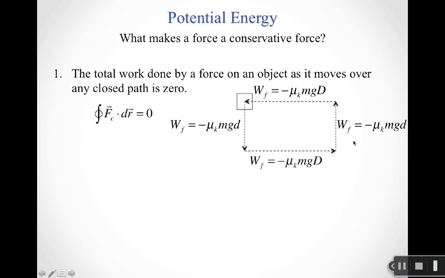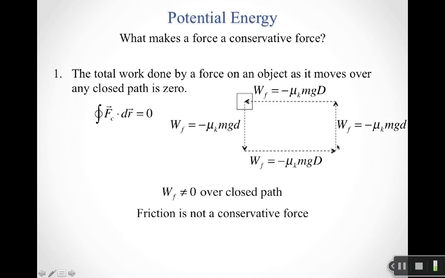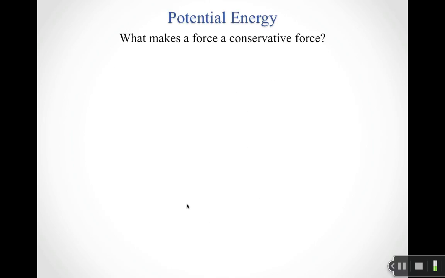So here I've got minus mu sub k mg little d. Here is minus mu sub k mg little d, because I'm moving that same little d. This distance is just big D, but in all these, the work done by friction is negative. So clearly, when you add up the work done by friction over that same closed path, you see that the total work is not equal to 0. So friction is not a conservative force.